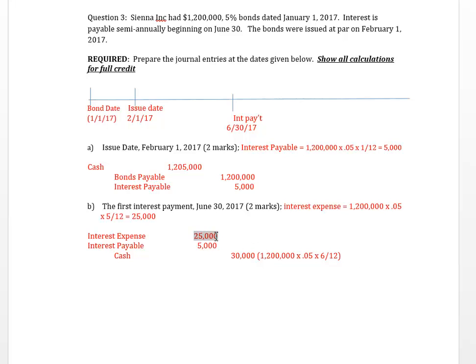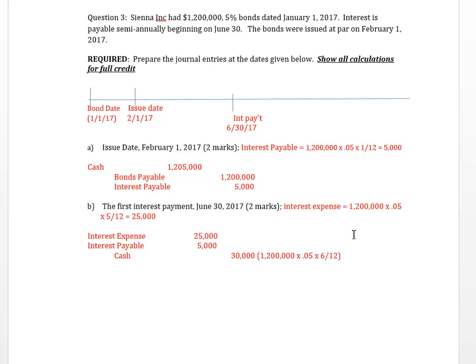So if we expense interest of $25,000 and we pay out $30,000, that means, again, this amount that Sienna took in and credited because it was like a prepayment from the investors of that $5,000, they're just paying that back. So in other words, this $30,000 that Sienna is paying back its investors includes the $5,000 that the investor gave them up front, which they set up as a payable because they knew on June 30th they were going to have to pay it back. So they debit or reduce the payable by $5,000, and they debit the balance, which is $25,000 for interest expense.